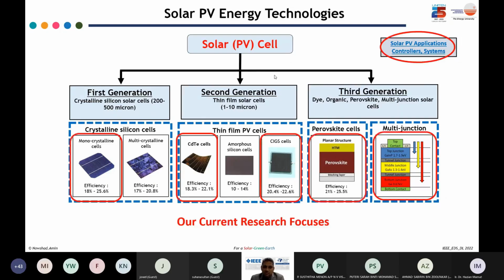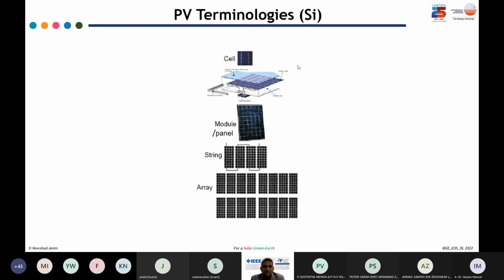And apart from that, I have also shown you the PV application research, which is mainly on the controllers, then inverters, then solar systems, like microgrid, large-scale solar farms, etc. Our current research focuses are on the blocks here, shown in red. So we are working on monocrystalline, cadmium telluride, CIGS, as well as CZTS and perovskite, and a little bit of multi-junction, as well as different kinds of controllers.